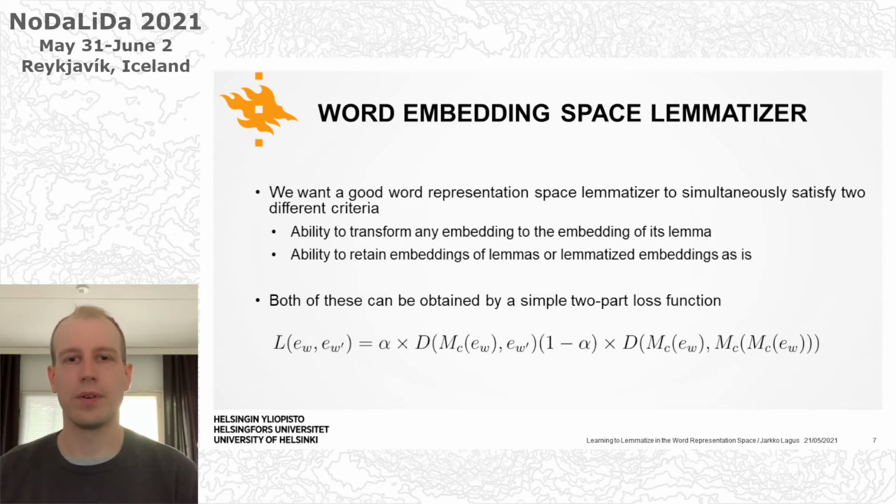So what kind of requirements do we then set for this neural network, or word embedding space-based lemmatizer? We wanted to satisfy two different criteria at the same time. We want to be able to transform any embedding into its corresponding lemma. But we also need to make sure that if we have already lemmatized something, we don't change the embedding. So we get this two-part criteria, which can both be encoded into this two-part loss function shown here.